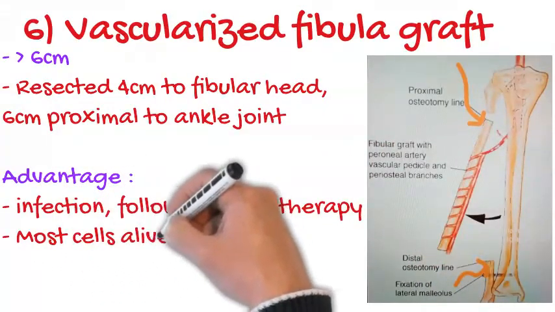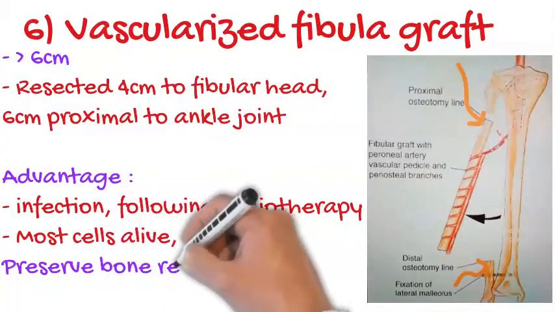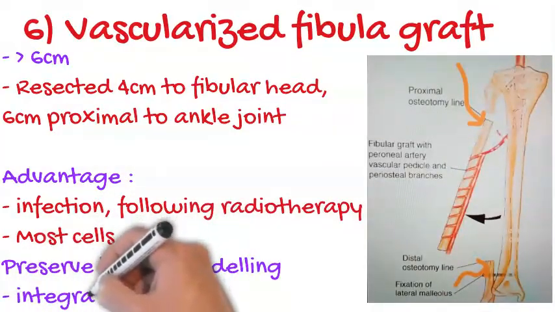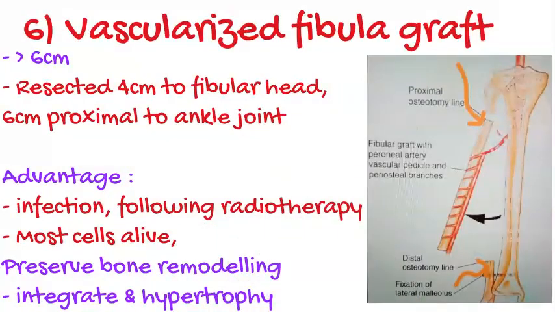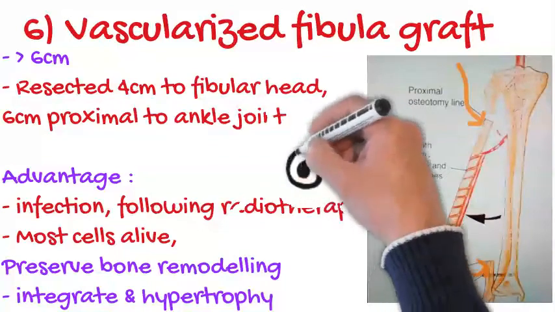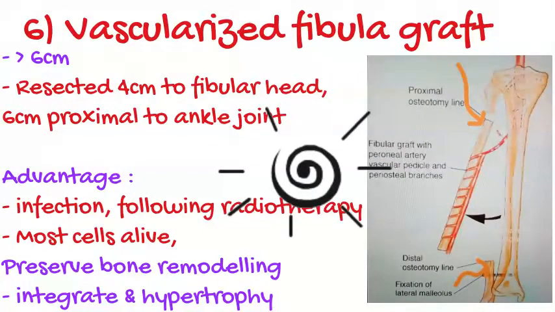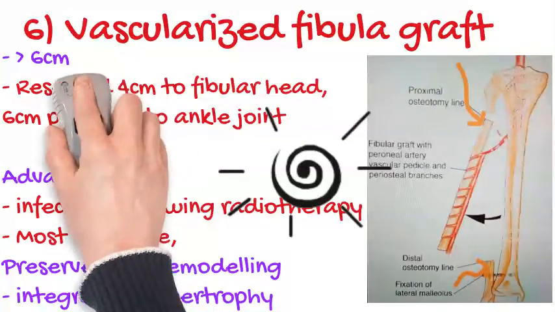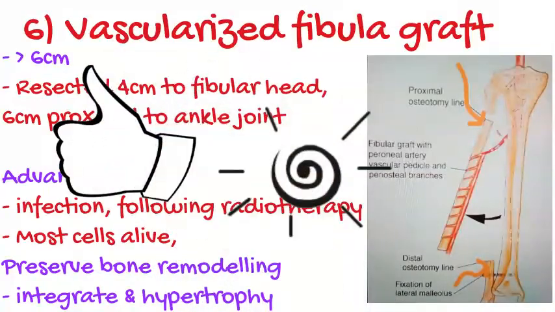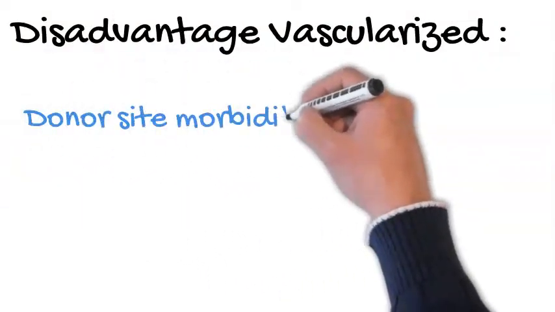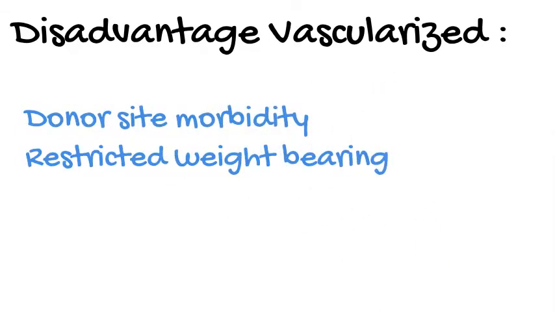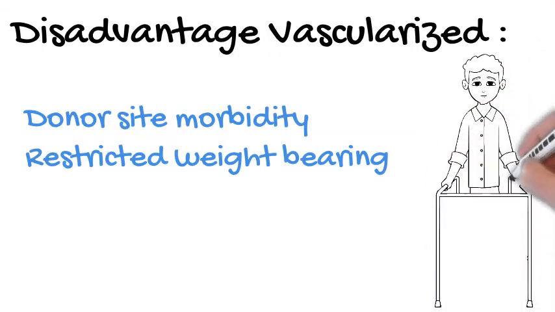The advantage of the vascularized fibula graft is that it is effective in cases where there is poor vascularity at the recipient site, such as in infection and following radiotherapy. In vascularized graft, most cells remain alive, preserve bone remodeling, and the bone is able to integrate and even hypertrophy. It often shows similar healing characteristics to those of simple fractures. The disadvantage of vascularized fibula graft is donor site morbidity and restricted weight bearing, to prevent fracture during fibular hypertrophy.